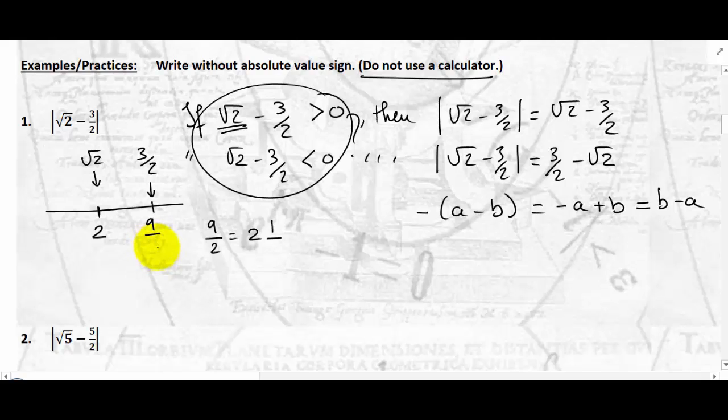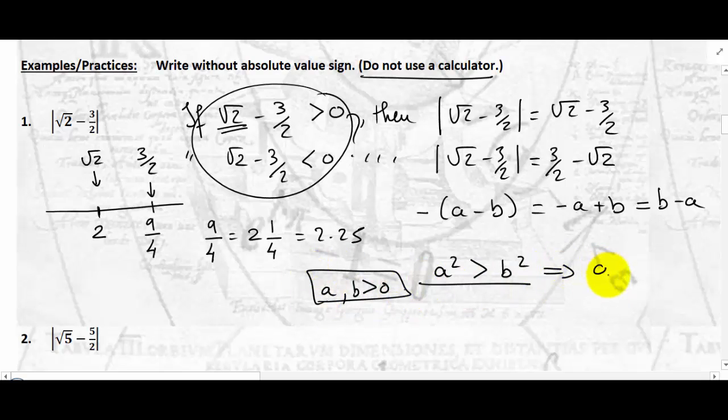Sorry, I meant 9/4 right here. Yeah, it's 9/4, sorry about that. And 9/4 is 2 and 1/4, right? So it's 2.25. Therefore, 9/4 is above 2.